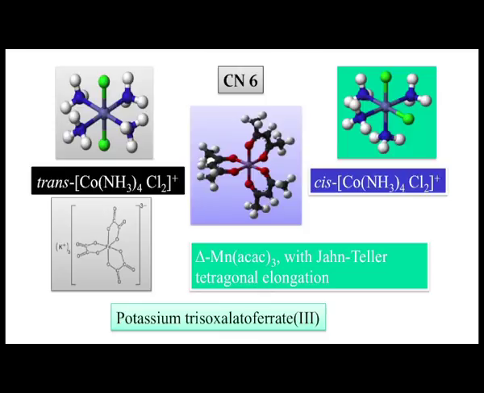So, they are away from the center. So, they are not 90 degree apart. So, we get a trans situation. So, if we consider this particular square plane, what we are just now discussing, with respect to this square plane, one chlorine is above this plane and another chlorine is below this plane.